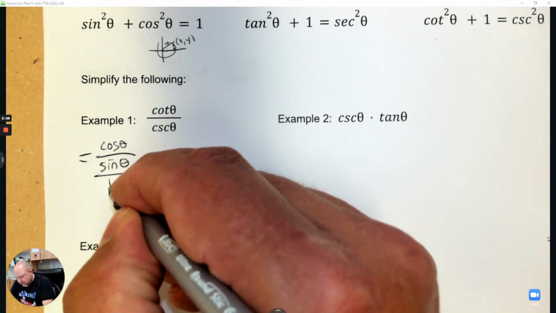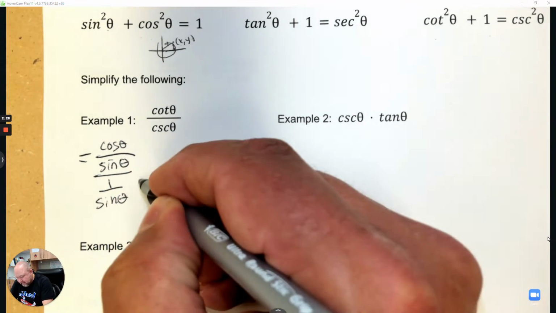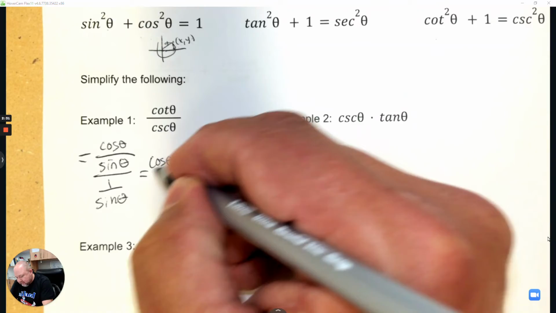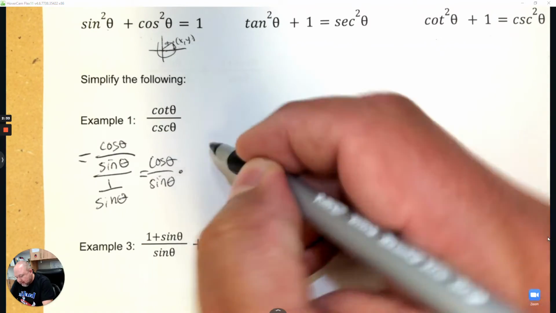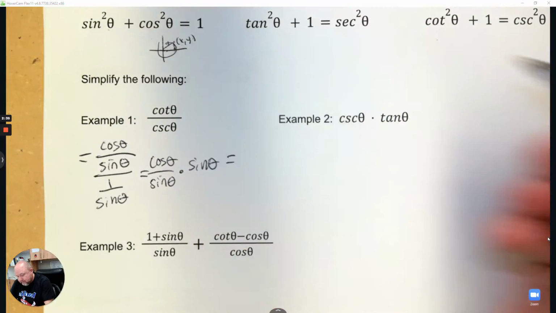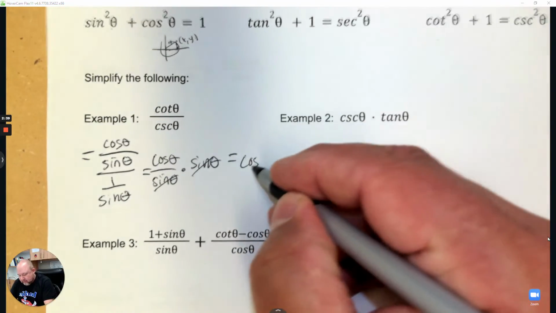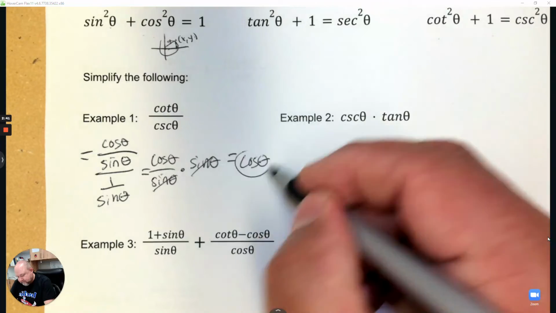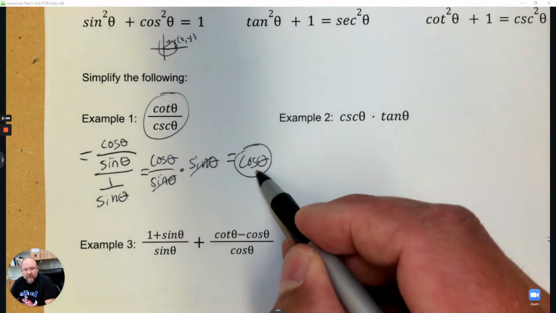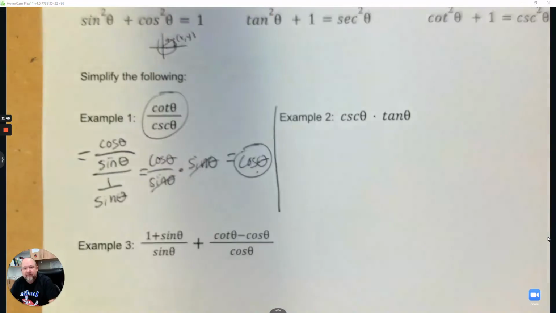Cosecant is 1 over sine, the reciprocal of sine. And then to divide fractions, I multiply times the reciprocal. Sine thetas divide out, and then what I'm left with is cosine theta. So this and this are equal, and you've simplified a trig expression.